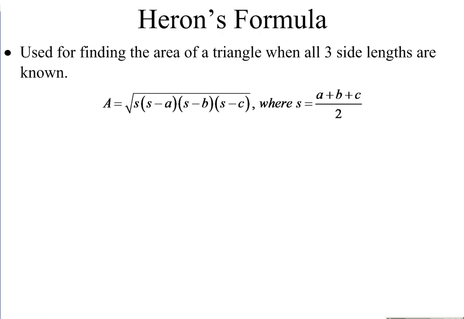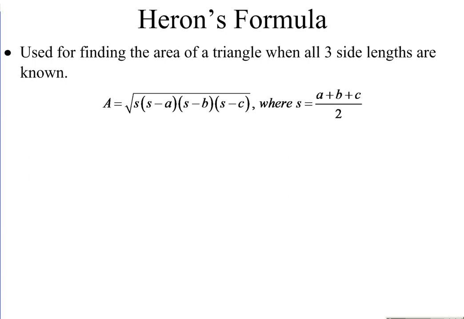Heron's formula is another special formula we have for finding the area of a triangle. It's used to find the area of a triangle when we know all three side lengths. Here's the formula, where S in the formula represents the sum of the three sides divided by 2. A, B, and C are the three side measures.